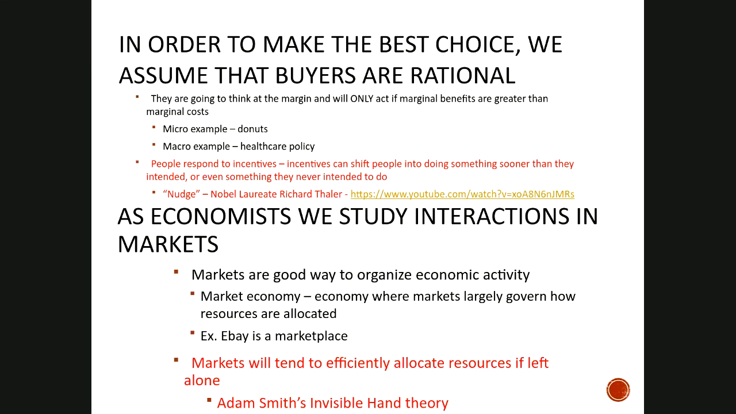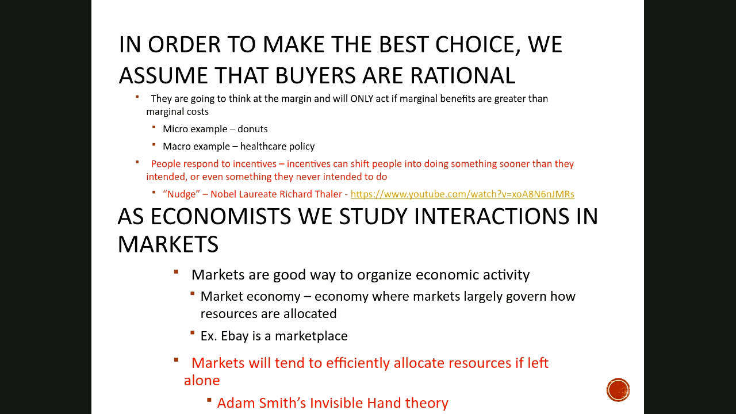And so, in trying to figure out whether a healthcare for all option or ensuring and making more accessible private healthcare, this is one of the big debates: which one are the costs and the benefits greater for? In line with this, people respond to incentives, and incentives can shift people into doing something sooner than they intended, or even something they never intended to.